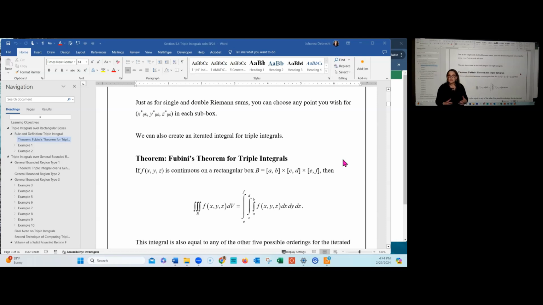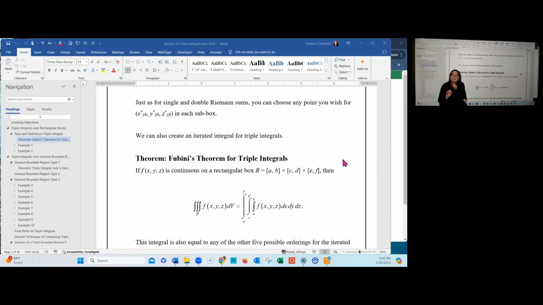Just as for single and double Riemann sums, you can choose any point within your sub-box to evaluate the function f of x, y, z. Oftentimes, the midpoint, which in this case would be the dead center of the box, the center with respect to all three different directions, in the very center of the box. Those often give the best approximations.